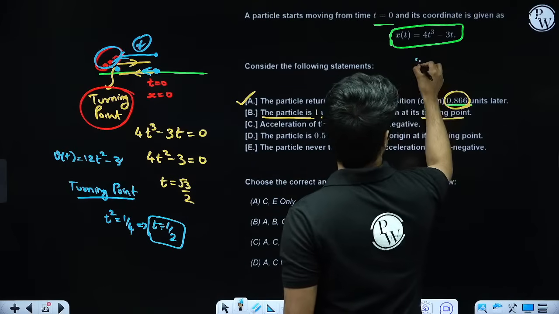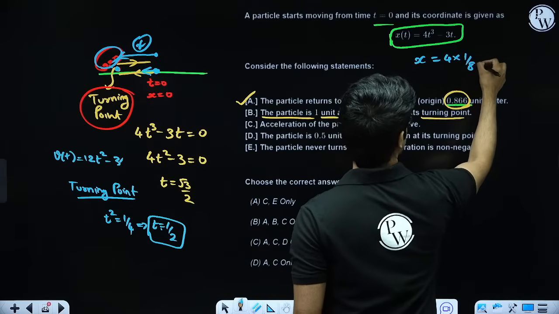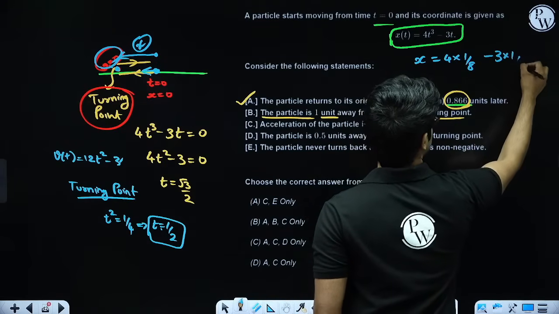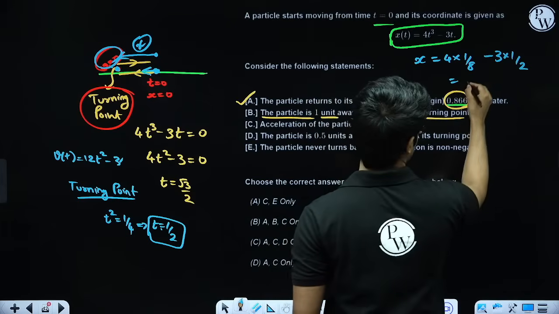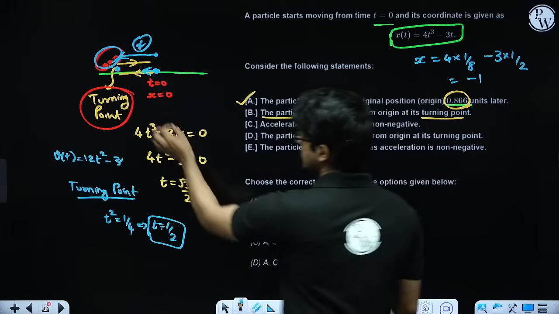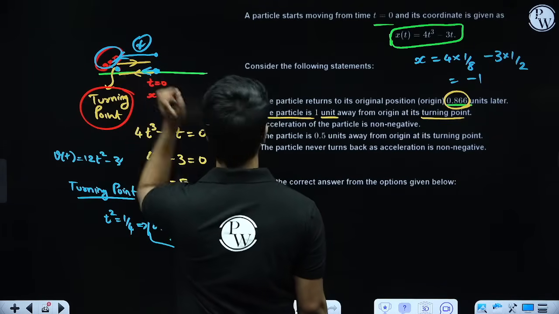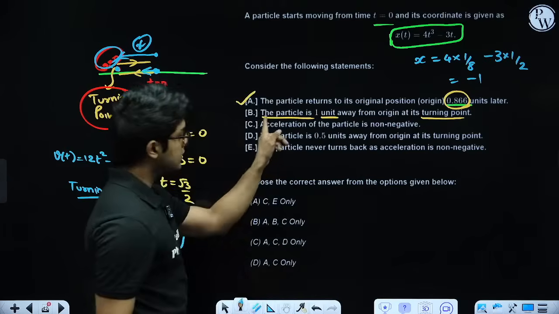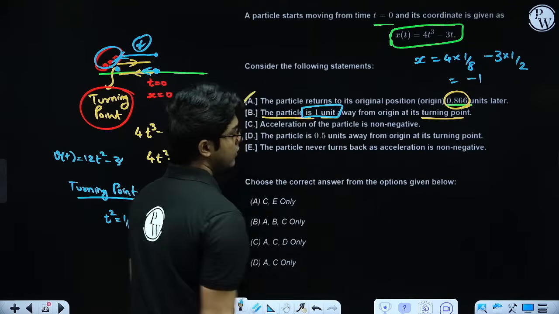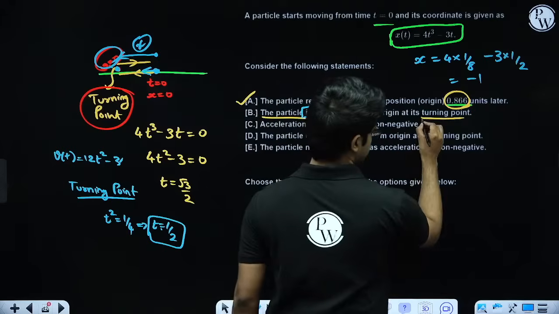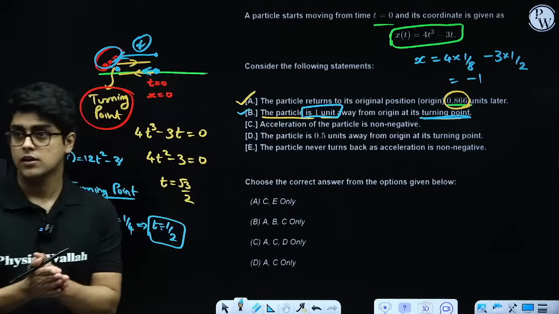So x will be 4 times half cube, which is 1 by 8, minus 3 into half. So this is half minus 1.5, which is minus 1. Okay, so the particle starts moving to the left. It moves to the left by 1 unit and comes to rest. So that is what is asked in the second option: the particle is 1 unit away from the origin when it reaches its turning point. So that is correct. So B option is also correct.